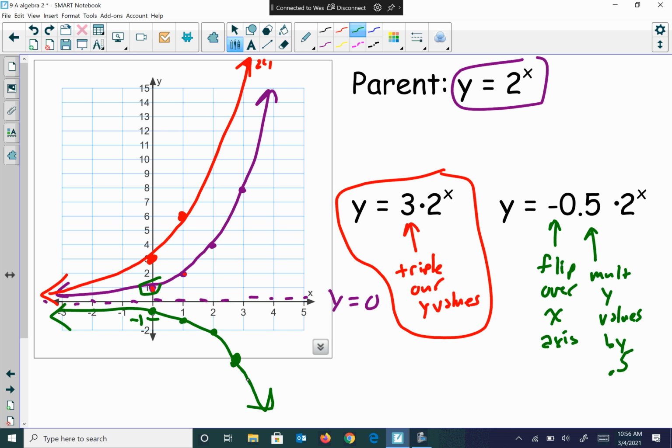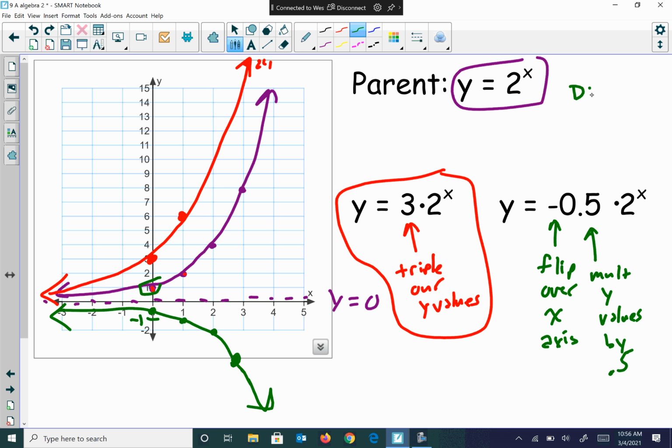Asymptotes stayed the same. Again, an asymptote is something that deals with your end behavior, what you're approaching. A horizontal asymptote affects your range. It doesn't affect your domain. Okay.